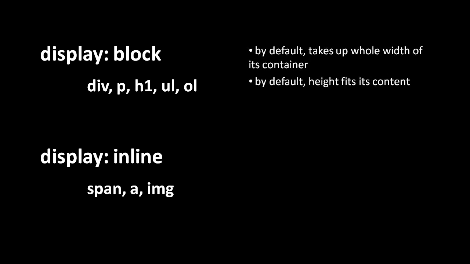And in fact, if you were to give a div the display value inline, it would in effect act just like a span. And vice versa, if you give a span the display value block, it would then act just like a div. So what is the significance of display block and display inline? Well, an element with display value of block is by default something which takes up the whole width of whatever it is contained within, and by default its height is whatever is necessary to fit all of its content.